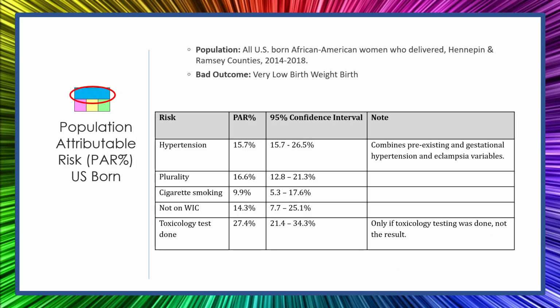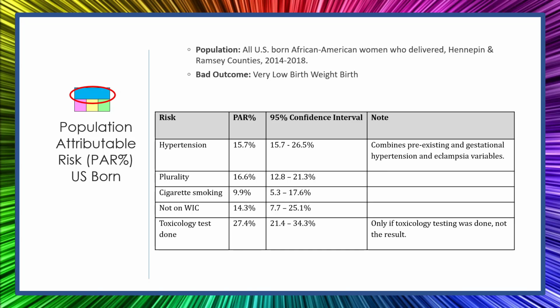So right now we're looking at data for US-born Black women. The risk factors that appear to have the strongest association to very low birth weight include hypertension, and I combined essential, gestational and eclampsia into one variable for this analysis, multiple births, cigarette smoking, and not being on WIC. But the risk factor that appeared to have the strongest association was whether the mother had toxicology testing. This variable does not indicate if a toxicology test was positive, just if it happened.